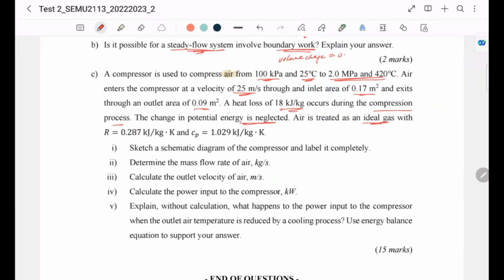Very nice of the question to inform us of this, but you should really know already because it's air, with a gas constant of this and a Cp value of this. So you can use this to approximate the enthalpy, for instance, and density as well. Then the question wants us to sketch the schematic diagram of the compressor and label it completely.